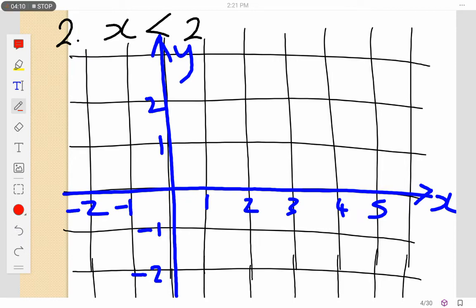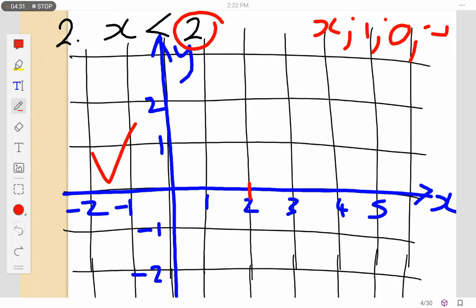Okay, so I want to go to a point of 2 there. This is where my 2 is, and we are saying x is less than. So x is going to take values of 1, 0, minus 1. So it's going down. So if this side is going to be the wanted region, okay, then the line is going to be broken because we have got a less than sign there. Okay, so let's draw our broken line. This is our broken line like that.